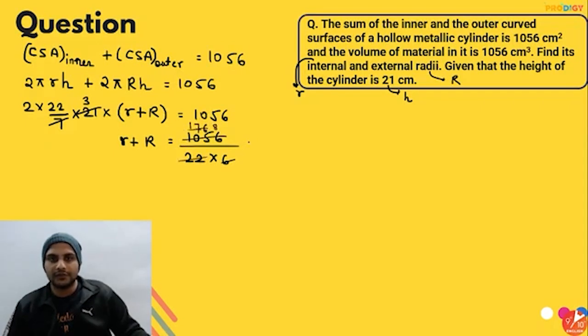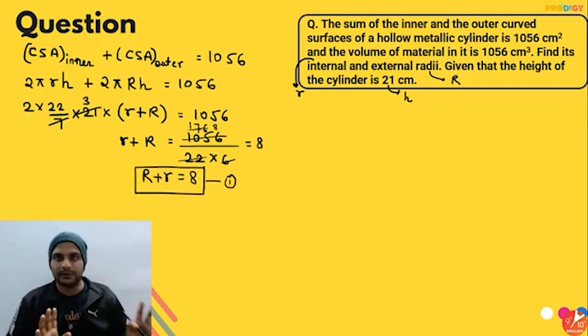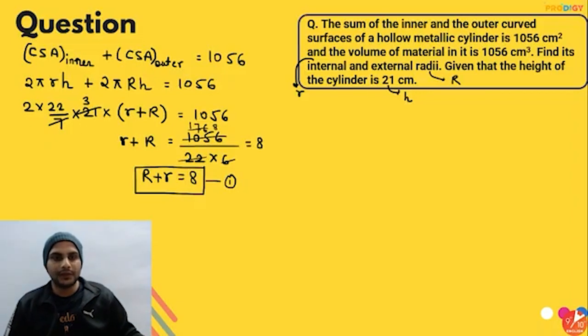8 times. So you have got the equation capital R plus small r is equal to 8. This is your equation number 1 from the given one. Okay. Second equation, guys, you can find it out by saying volume of the material is 1056 centimeter cube.